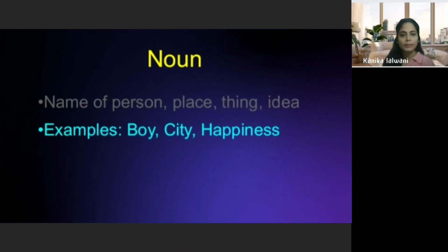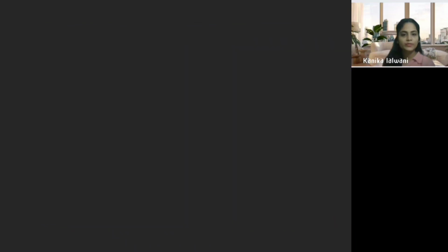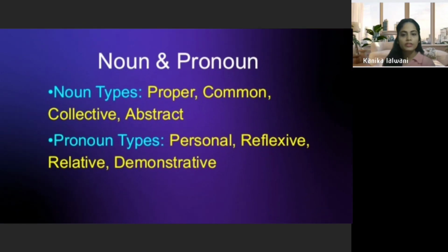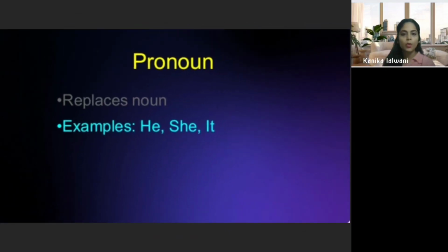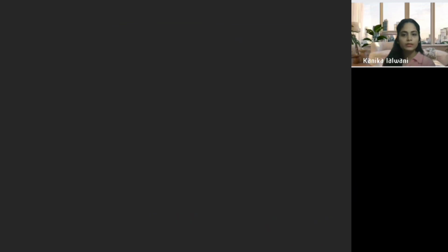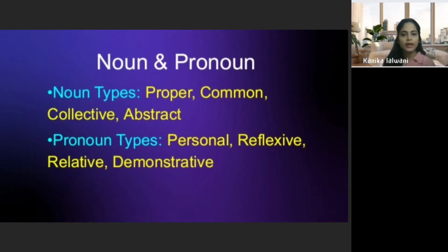A noun is the name of a person, place, thing, or idea. We study its types such as proper nouns, common nouns, collective nouns, abstract nouns, and countable or uncountable nouns. Then we learn pronouns, which replace nouns to avoid repetition. These include personal, reflexive, relative, demonstrative, interrogative, and indefinite pronouns.